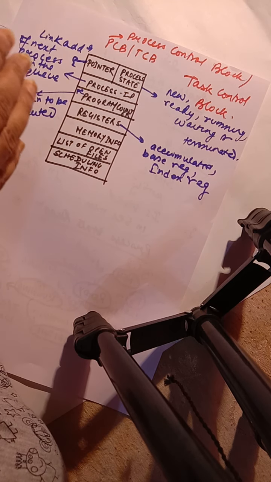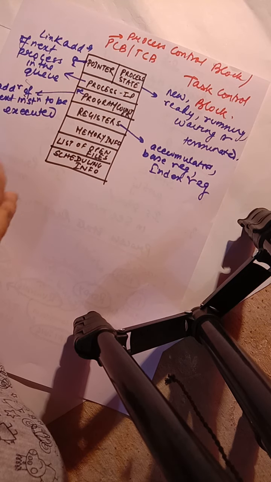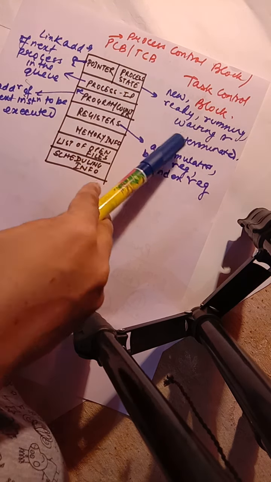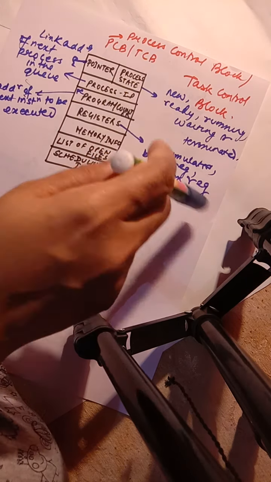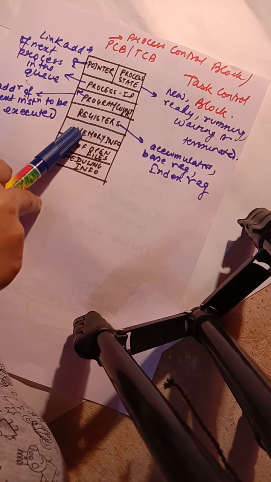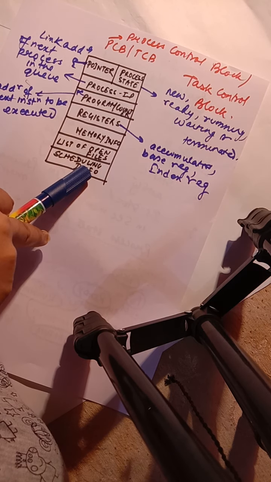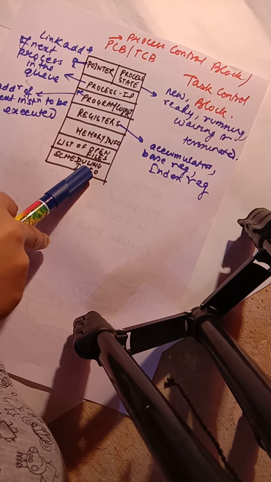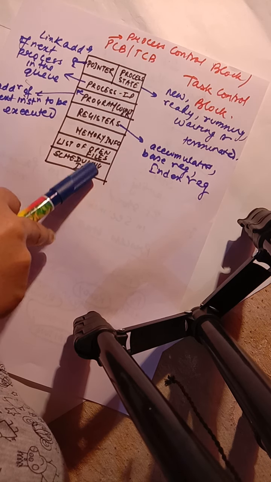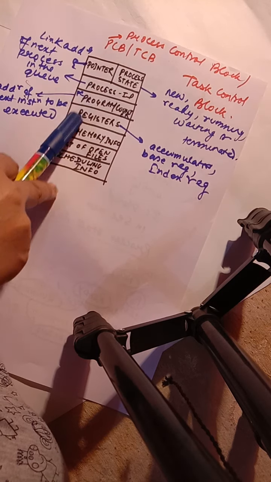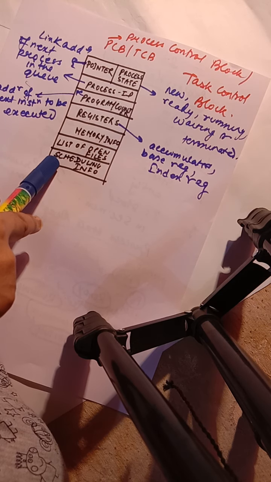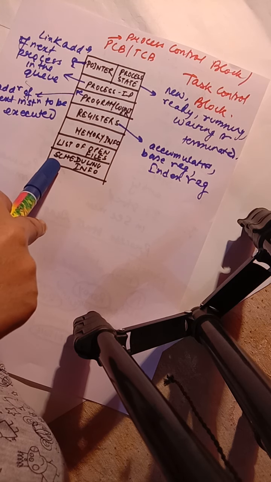Now, this is known as a process control block or PCB, which is also known as a TCB, or the task control block. Each process in the operating system consists of its own PCB. If there are n number of processes in the operating system, then each process will contain its own PCB. What does this PCB contain? It contains different parameters which hold different values, different information about that process.